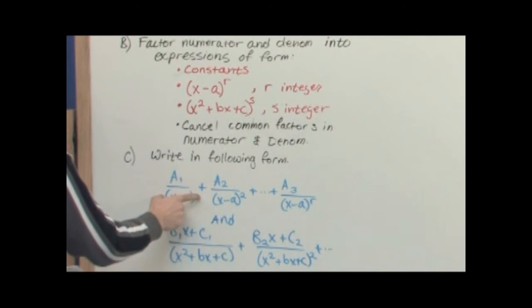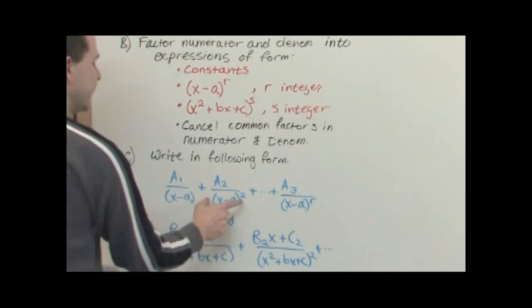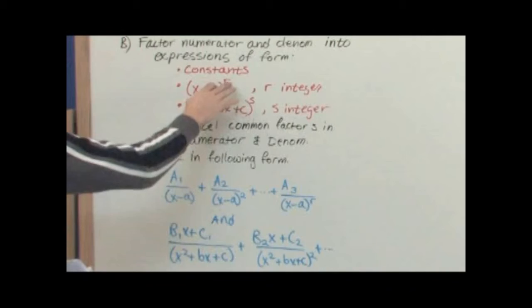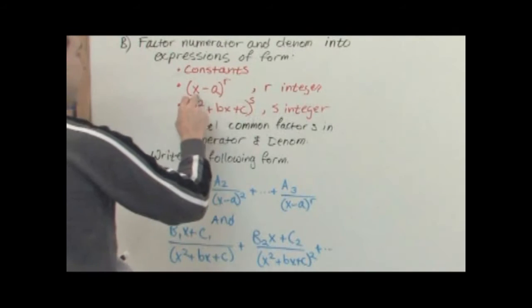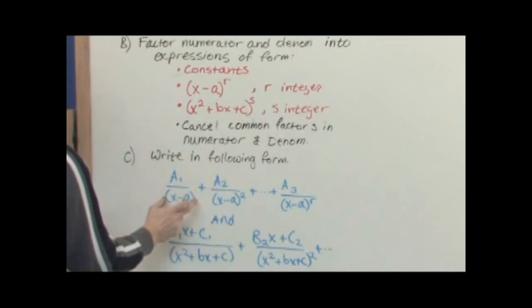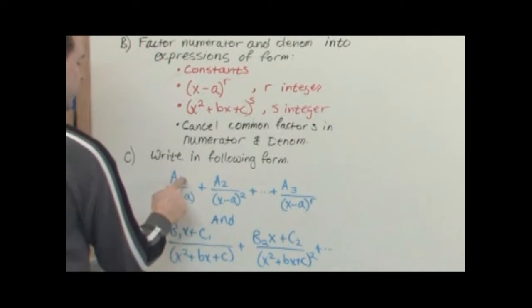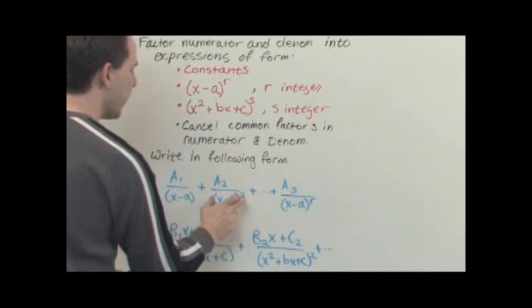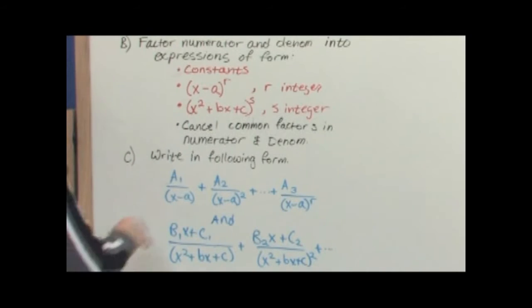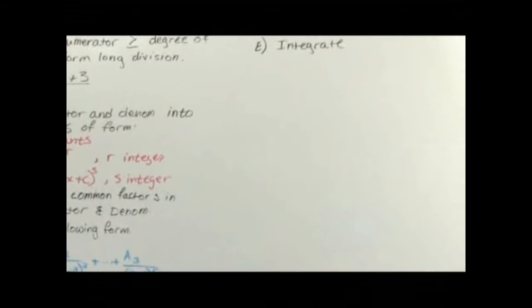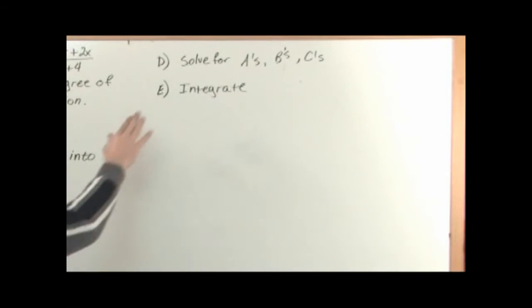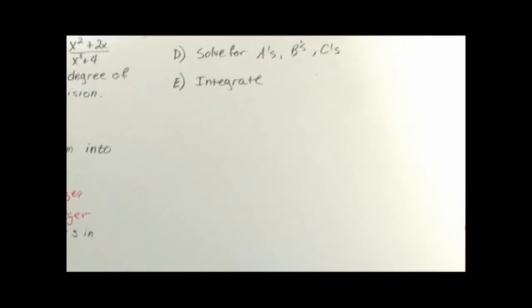If you have a square term, then you'll have to write the same number of these things as you have in the exponent here. So if it was x minus 2 squared, then you'd have x minus 2 with a constant that you're going to have to solve for, x minus 2 squared with another constant, and so on and so forth. Okay? Then the next step is to solve for all the a's and b's and c's, and that is going to put numbers in these positions.